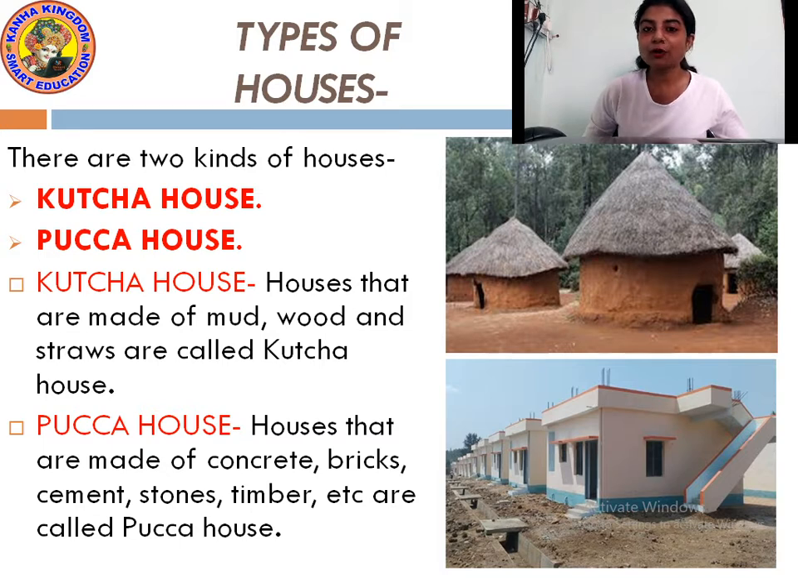PUCCA houses are stronger than KUTCHA houses because PUCCA houses are made up of what? Brick, cement, stone. Yes or no? And KUTCHA houses are made up of mud, wood, straw, etc. These are the materials through which we make KUTCHA house, and PUCCA houses are made up of bricks, cement, stone, timber, etc. So now you came to know the two kinds of houses: KUTCHA house and PUCCA house.